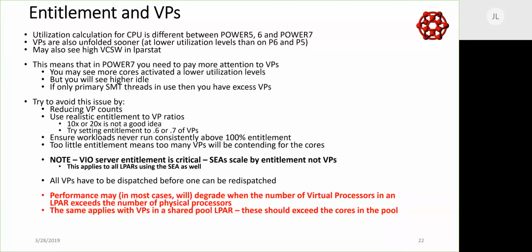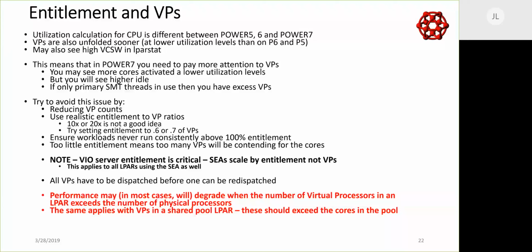And the other thing to keep in mind is that all of the virtual processors that you have must be dispatched before one can be redispatched. So if I have 20 virtual processors, I have to dispatch 1 through 20 before I can redispatch 1. What that means is if you have more virtual processors than you have cores, then you're always going to have virtual processors waiting to be dispatched.